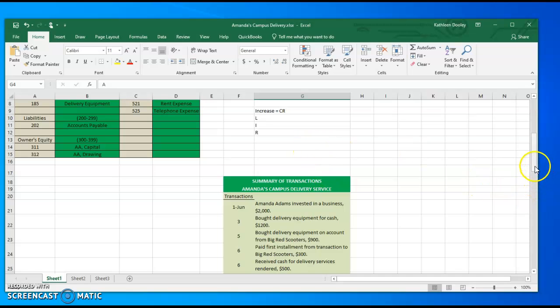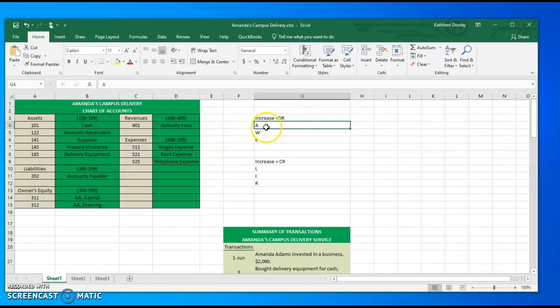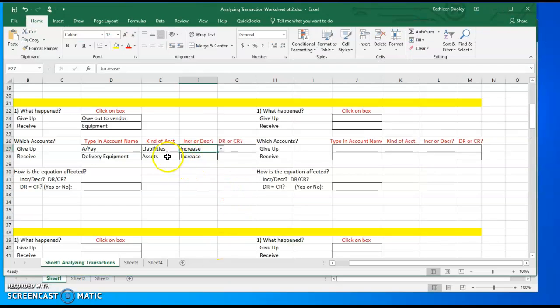So I look at my debit credit chart. I look up assets. An increase is a debit. And I look up liabilities. An increase is a credit. Okay, so this increase in assets, I said was a debit. And this increase in liabilities, I said was a credit. I have one debit and one credit. So my debits equal my credits. I go to the next transaction.